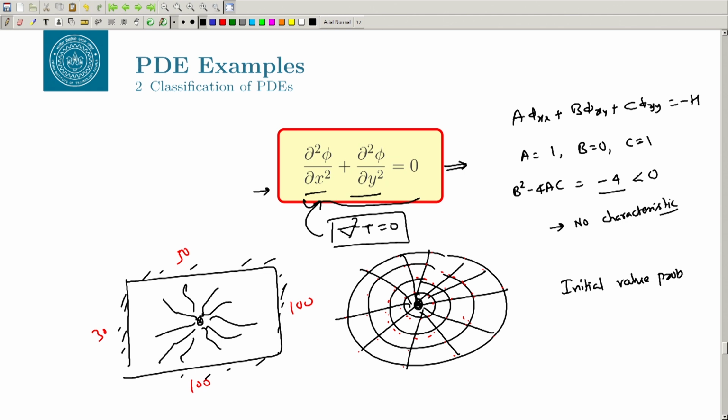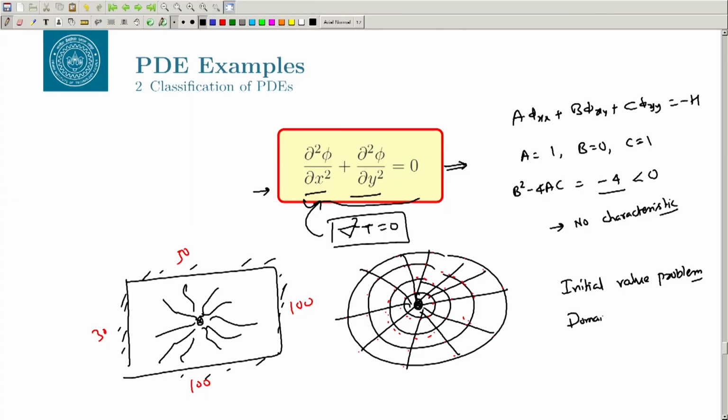Why? Because you just perturb it initially, okay, just give some disturbance in the beginning, and it will be basically propagated everywhere in every direction. Okay. So, your domain of influence is everywhere. Okay. So, this is an initial value problem.